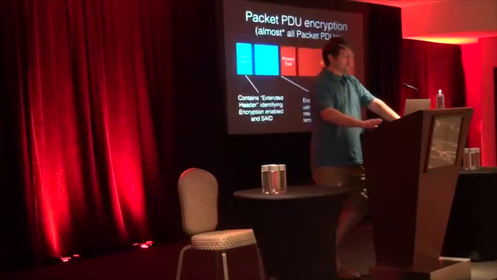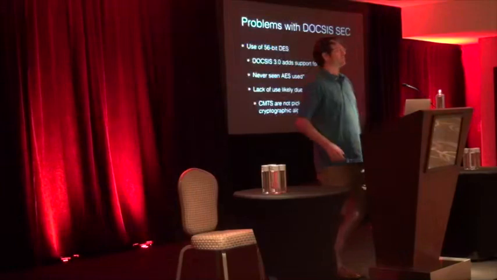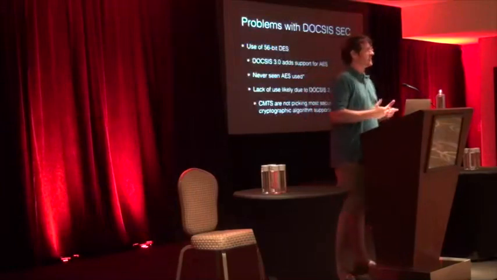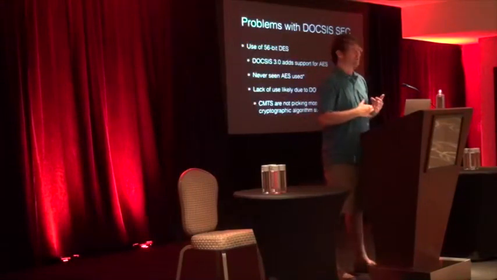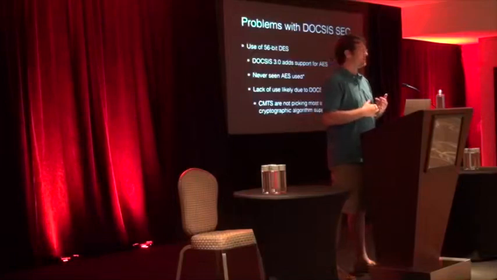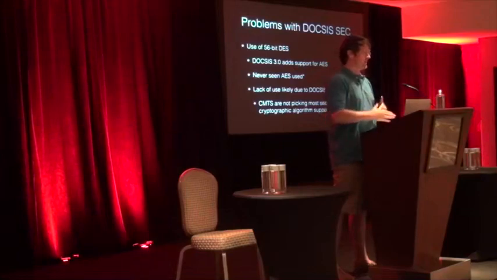Oh, and I should also mention this applies to almost all packet PDUs, but not all of them. Some of them are sent in clear, and I'll talk about that more in a second. So what are the problems that you've probably seen just from me describing the specification to you? First is the use of 56-bit DES. DOCSIS 3.0 added support for AES, but I have never actually seen AES used on major US cable ISPs.